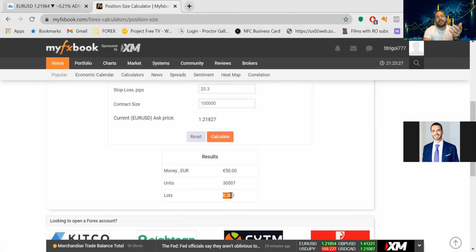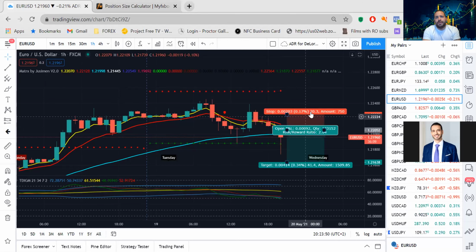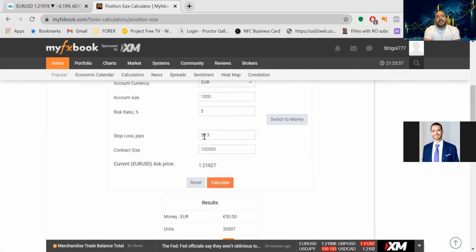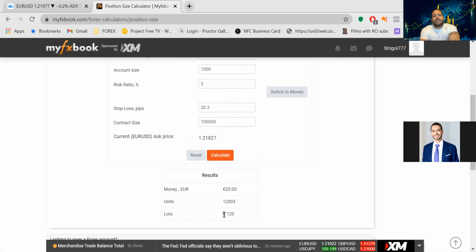There's no way for you to calculate the lot size unless you know what your stop loss is going to be. Of course, there are ways, it's a bit more advanced, but as a beginner trader, it is very important that you get into this system of first identifying your trade, then identifying how many pips your stop loss is, and then coming to the position size calculator and putting in all the details, saying you only want to risk 2%, for example, to get the right stop loss.